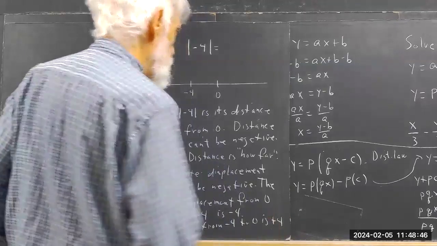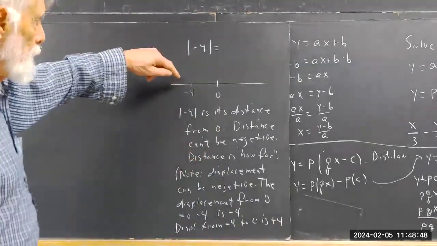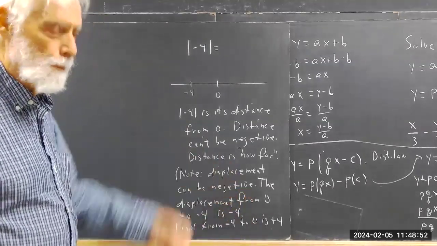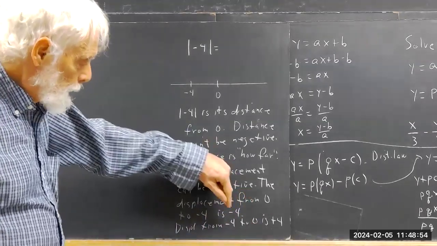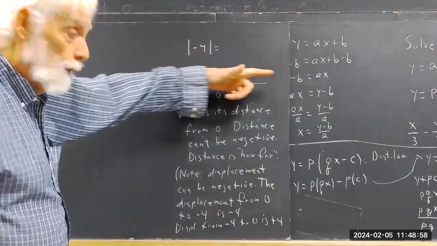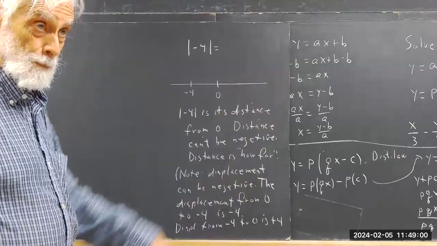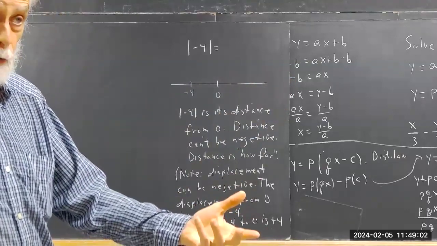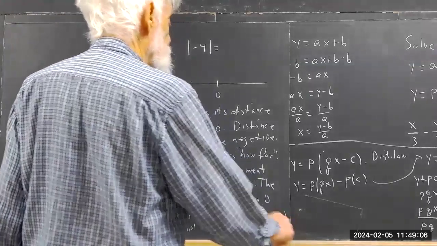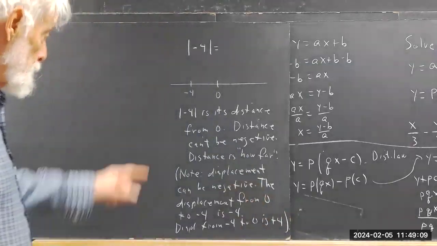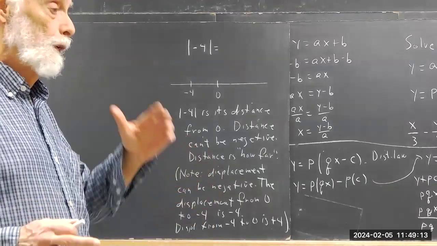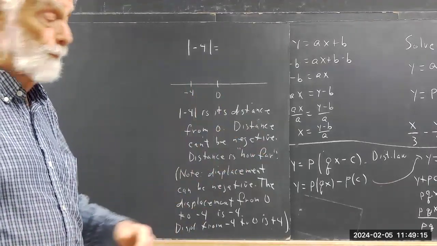Now, the displacement from -4 to 0, from here to here, we would go this way. So if you want to know what direction you're going in, you talk about displacement. Displacement includes direction. Distance doesn't have a direction. Distance doesn't care if you're going from A to B or from B to A.